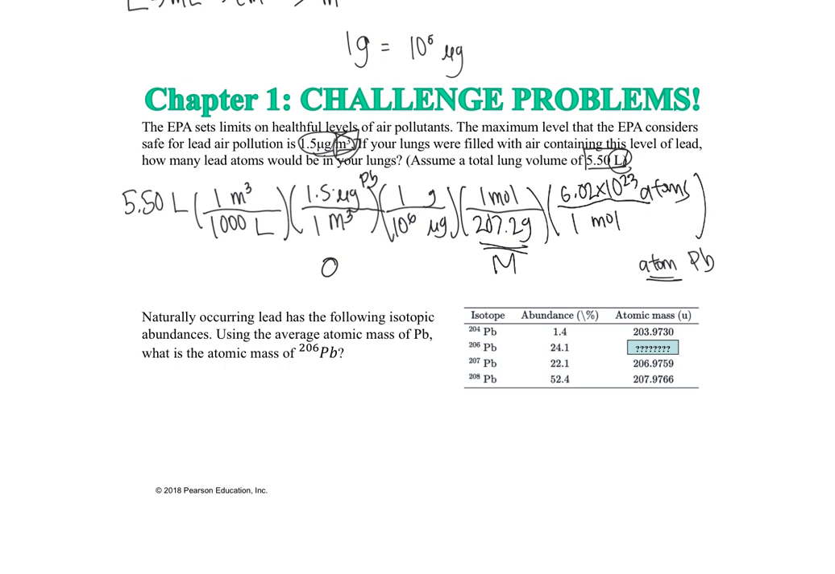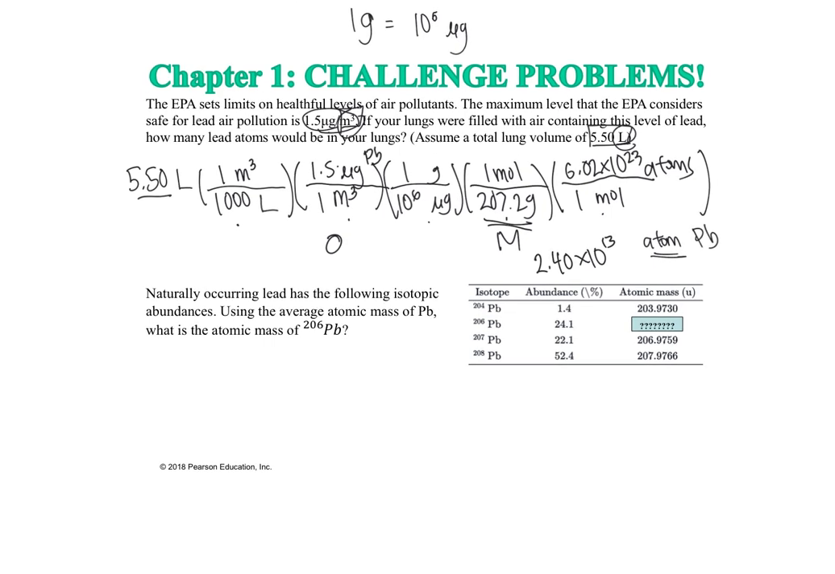So let's take 5.50 divided by 1,000 times 1.5, divided by 1,000,000, divided by the molar mass, times Avogadro's number. Make sure you put this in your calculator because it's important that you practice. And you should get 2.40 times 10 to the 13 atoms.